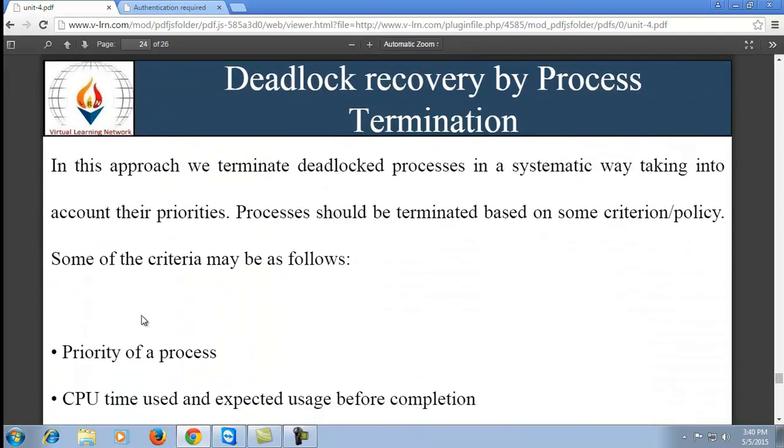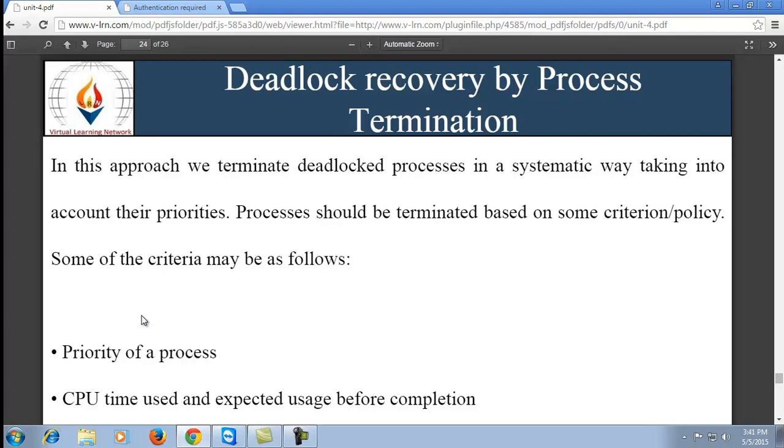Now, the topic is deadlock recovery by process termination. In this approach, we terminate deadlocked processes in a systematic way, taking into account their priorities, their requests, and their preferences. Processes should be terminated based on some criterion or policy. Some of the criteria may be as follows. Priority of a process: if a process has higher priority and there are processes in the queue that do not have as high a priority, then those processes have to be terminated for execution of the higher priority process.